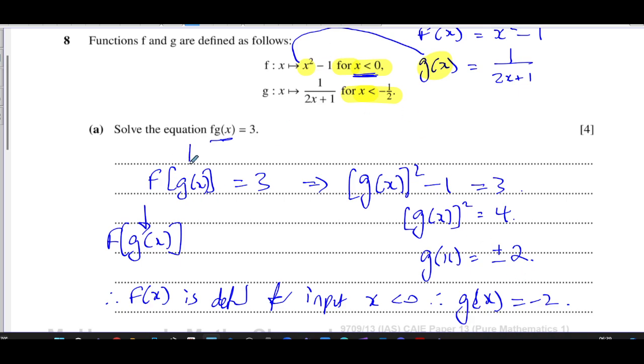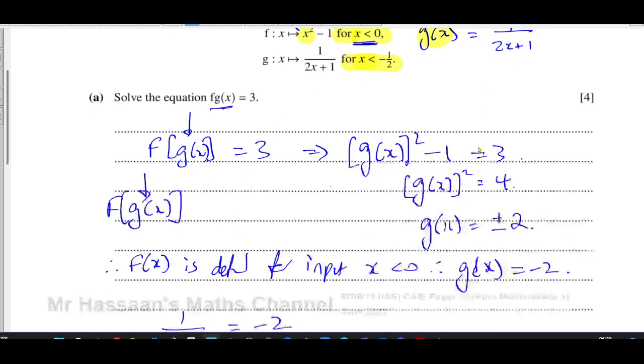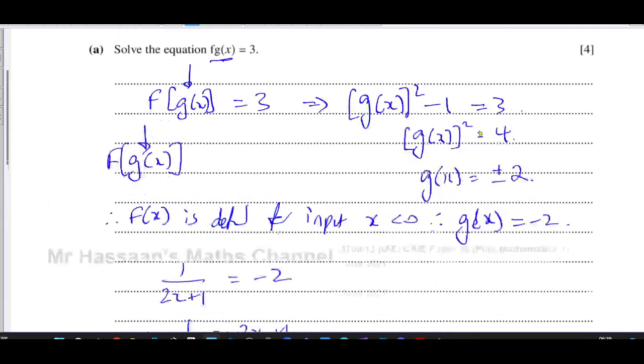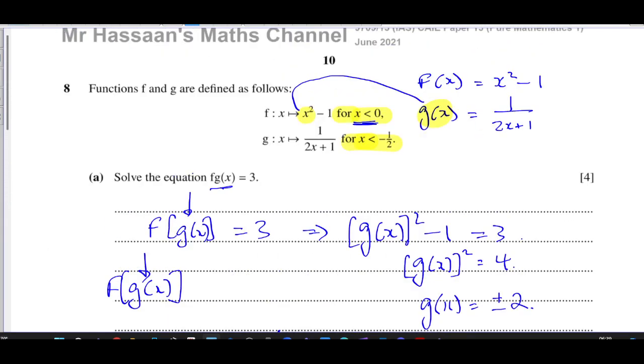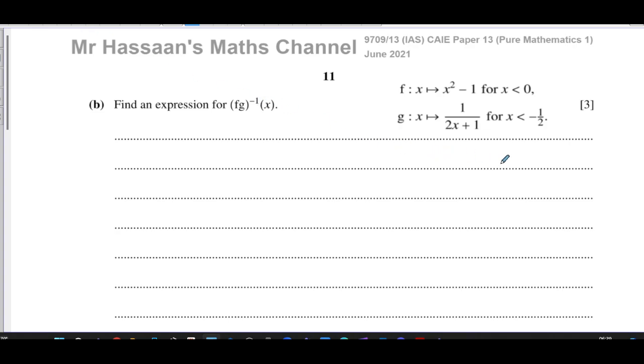Just imagine that's the thing that has to go in here. If that value going in here isn't within the domain of function f, you can't put it in there. That's very important for us to understand. So there's the answer to part A. Now for part B, it says find an expression for the inverse of f of g of x.